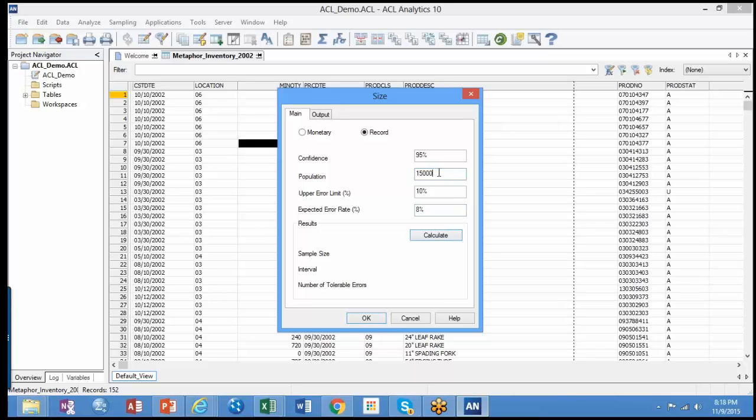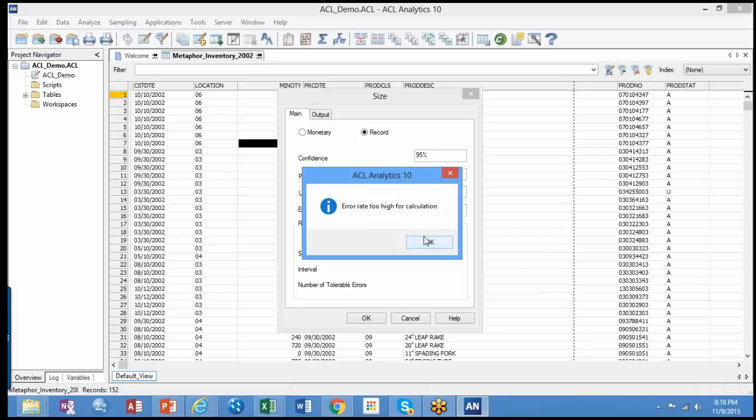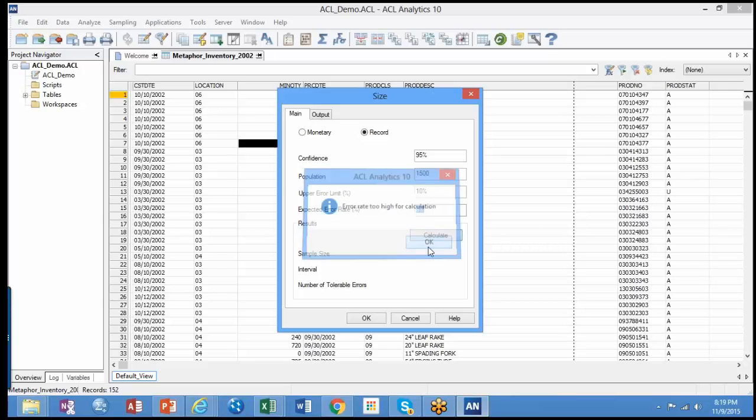Let's say this is 1,500 items and do a calculation. Error rate too high for calculation, and let's actually do this. Let's say this is 7% and this is 5%. Okay, so we have a precision of 3%. And so you notice how it actually increases the sample size to 499.